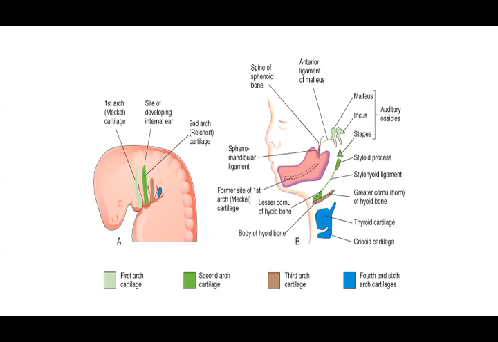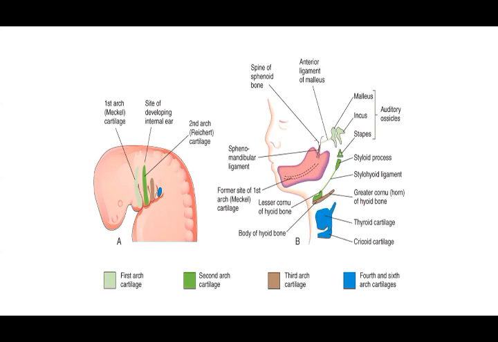Then is the second arch, that is the green one. The dorsal part of the cartilage, that is your Reichert's cartilage, is forming the stapes, the dorsal portion. Then it forms the styloid process, the bone that is formed. Midway, the cartilage finishes and just the perichondrium stays, and that forms the stylohyoid ligament. The ventral end of the second cartilage is going to form your lesser cornu of the hyoid bone, the upper part of the body and the lesser cornu. You can see the green portion.